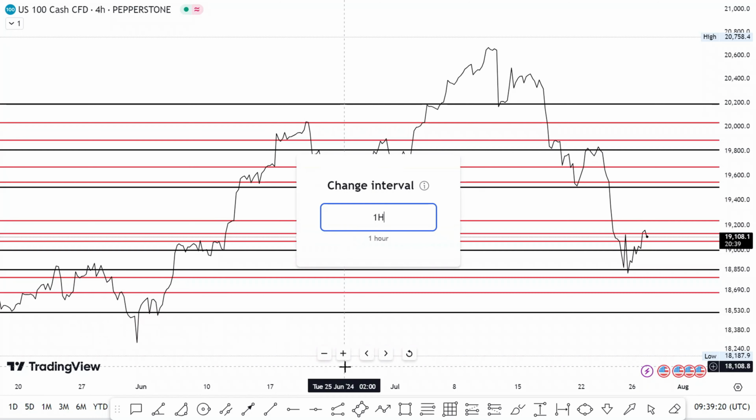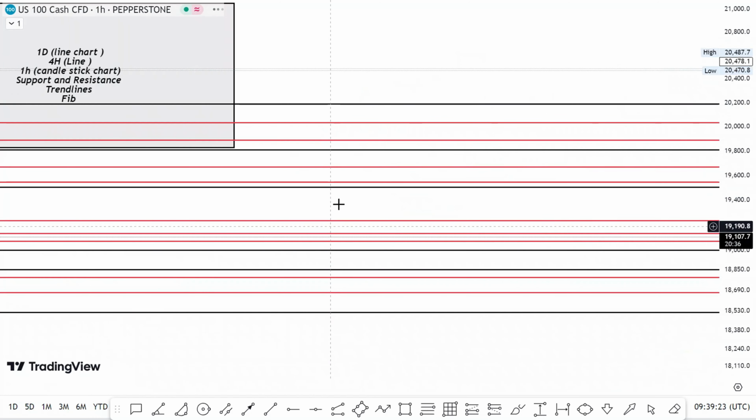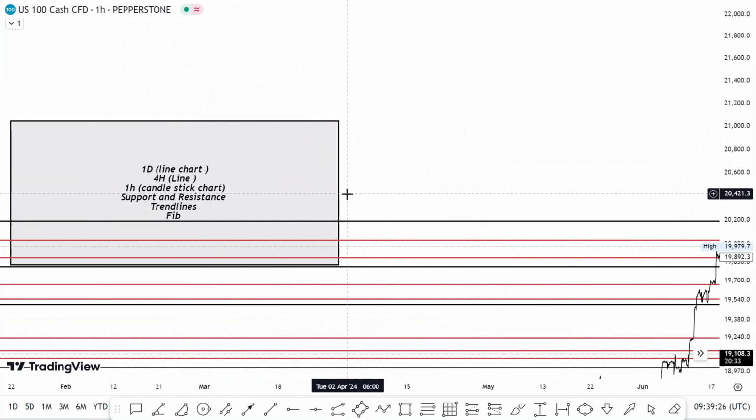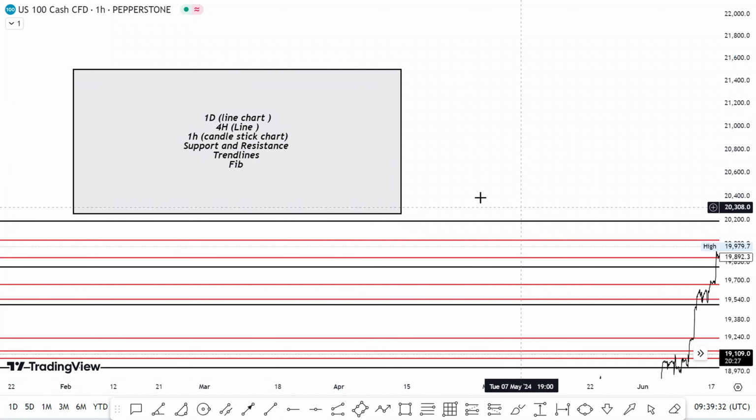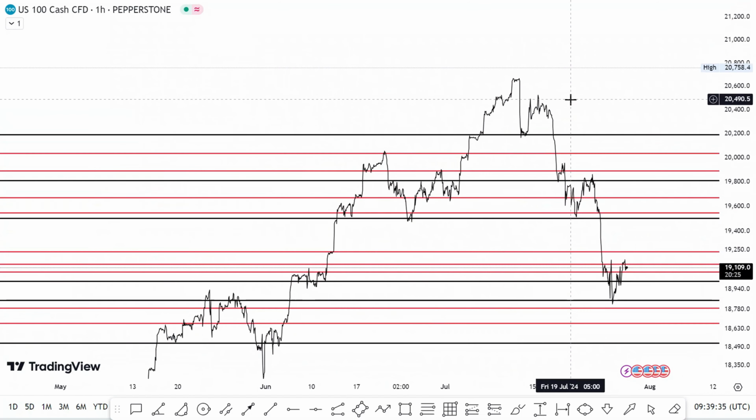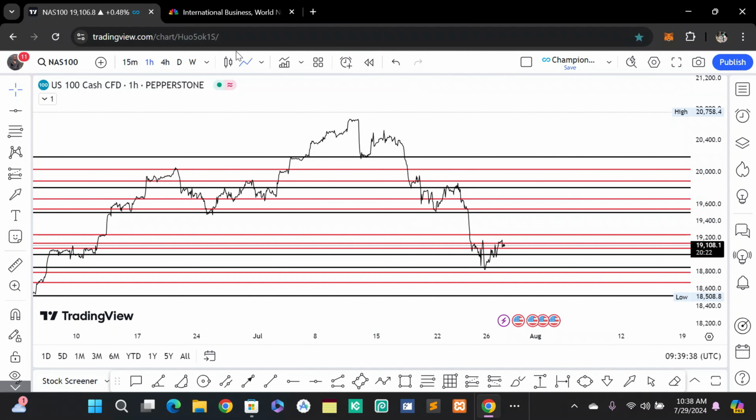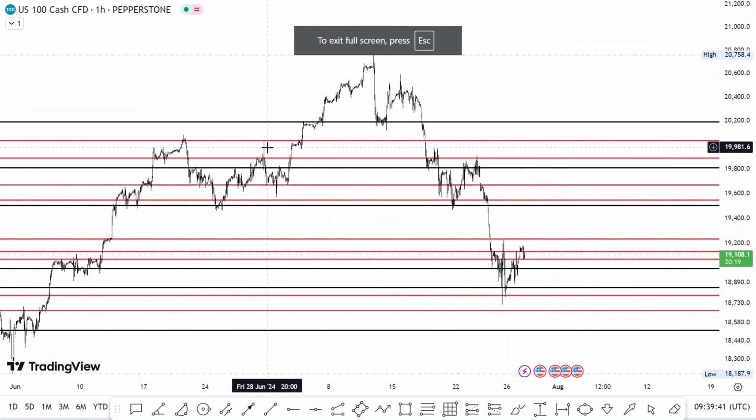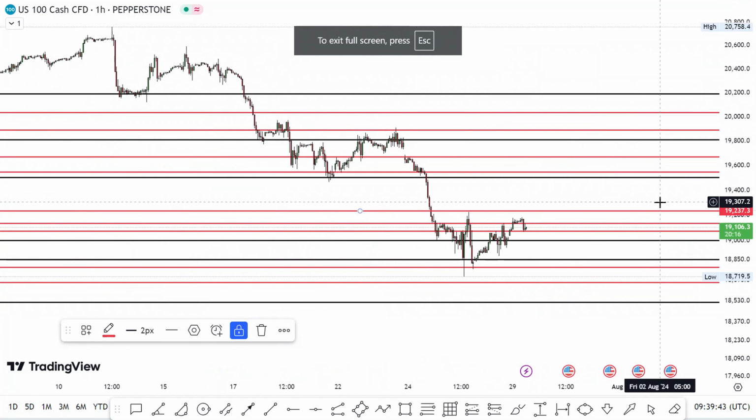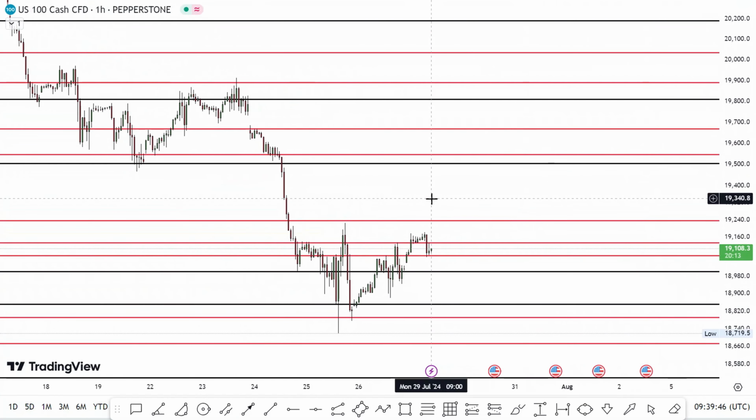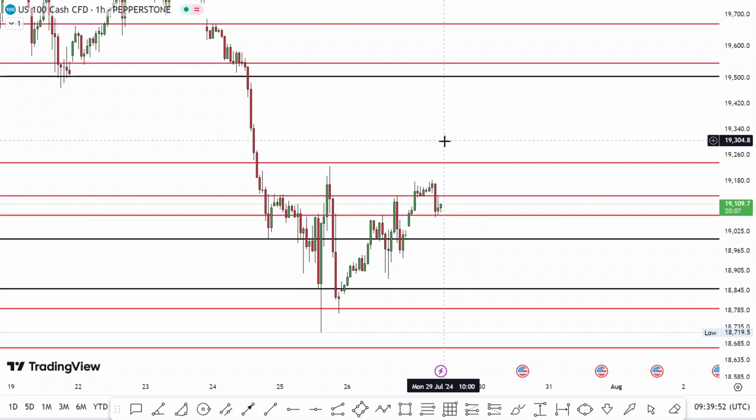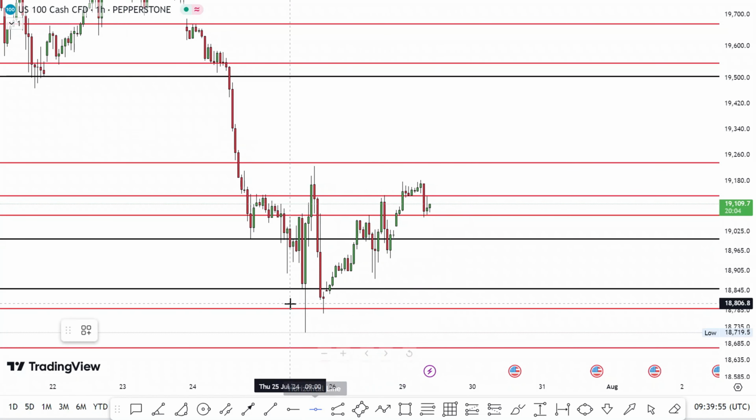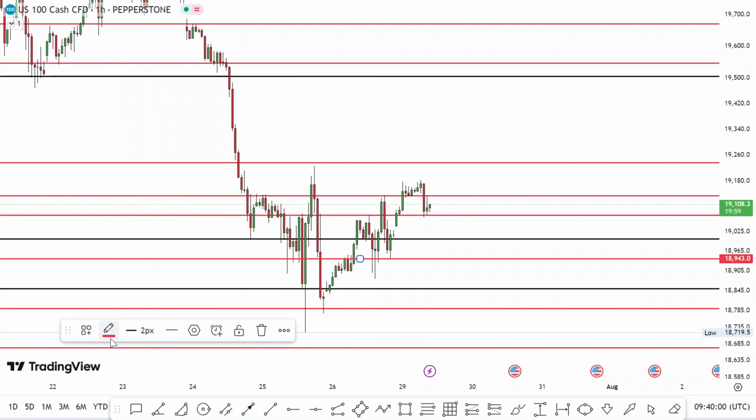Now I will go down to the 1-hour time frame. Remember, in the 1-hour time frame, I will use the candlestick chart to look for my support and resistance. So I will just need to change from line chart to candlestick chart. Now in the 1-hour time frame, what I'll be looking out for is the area where the market created a lot of weak rejection. For example, some sort of area like this. They are also very important.